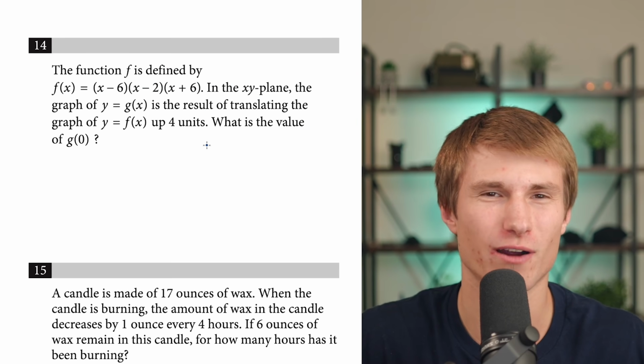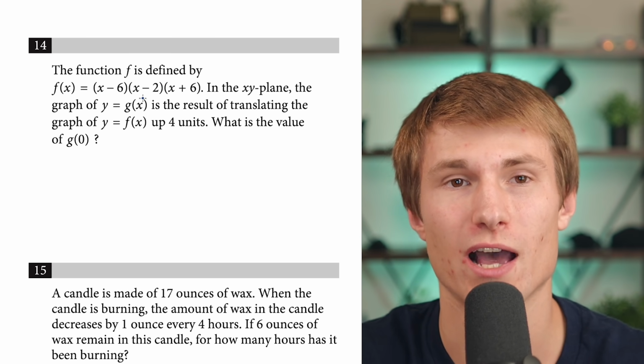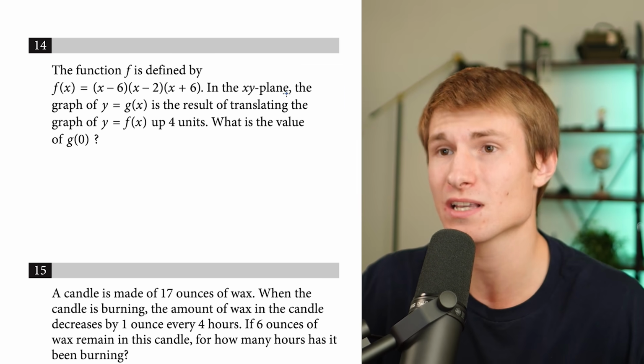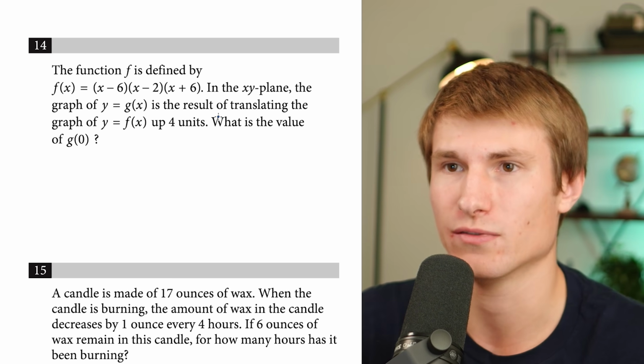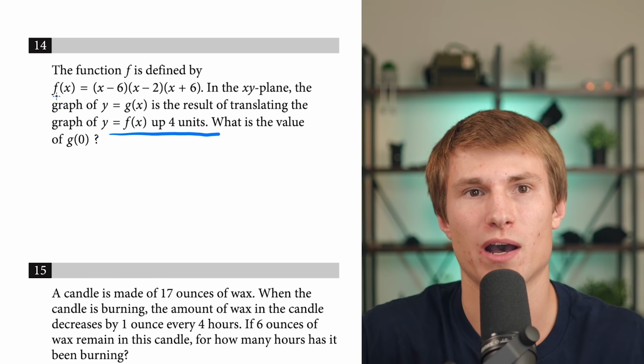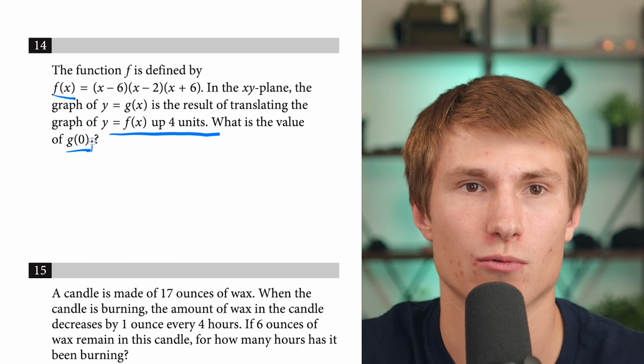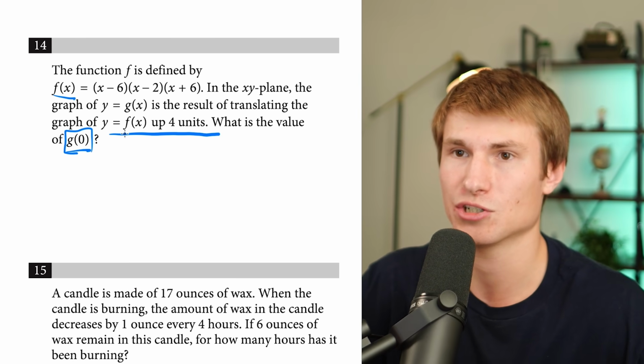Here's how to translate graphs up on the SAT math section. Question 14 states the function f is defined by f of x is equal to x minus 6 times x minus 2 times x plus 6. In the xy-plane, the graph of y equals g of x is the result of translating the graph of y equals f of x up 4 units. Now keep in mind our f of x graph is already defined up here. What is the value of g of 0? In other words, that's the y-intercept of g of x.